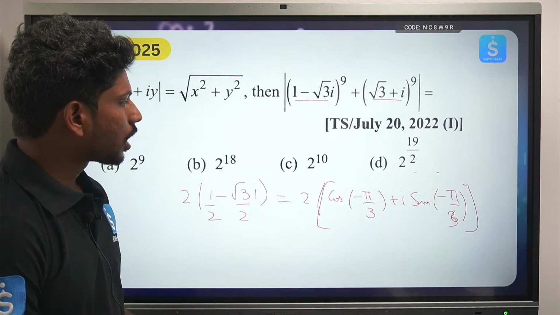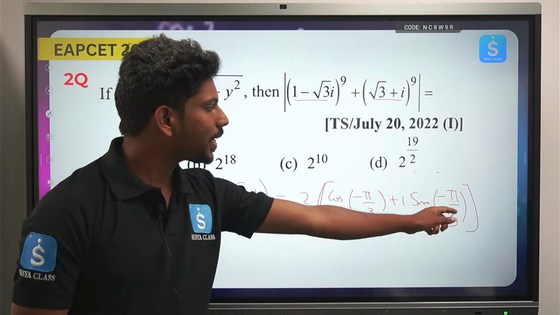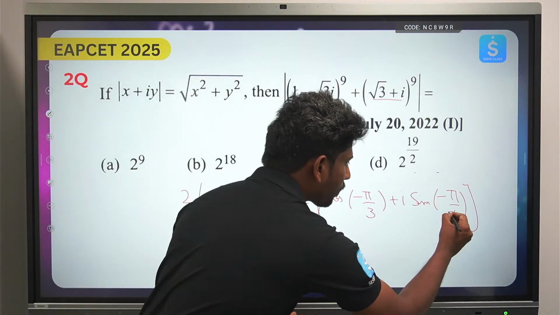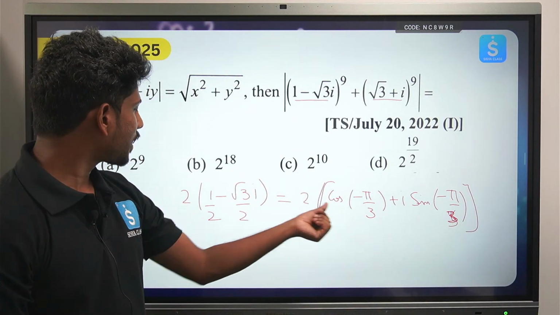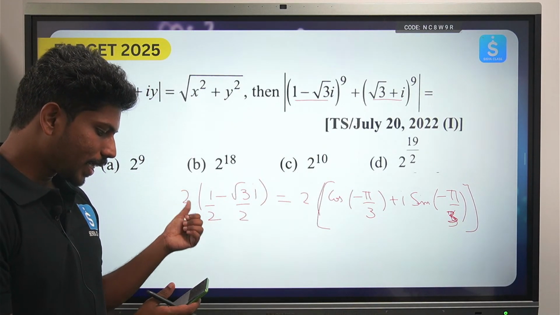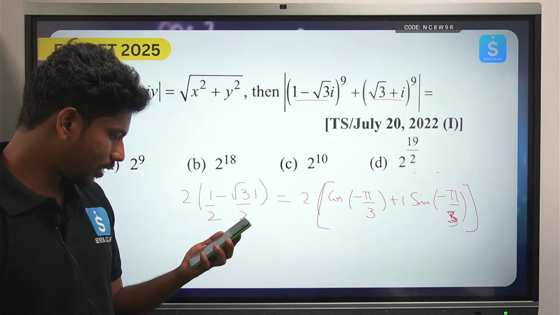Now look, cos minus theta is what? cos theta, that is 1/2. sin minus theta is what? minus sin theta. Okay, minus sin theta. So from here cos minus theta is 1/2, cos minus theta is cos minus... sir, again explain please.